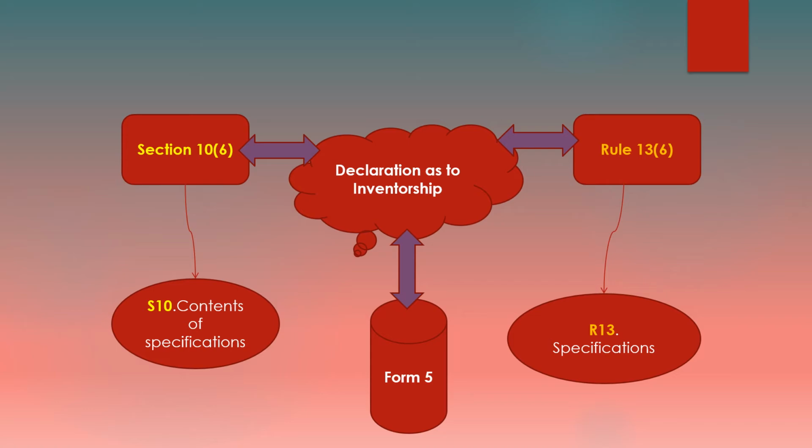This one is the old slide, just to refresh your memory. Here Form 5 is Declaration as to Inventorship, Section 10 is Contents of Specifications, and Rule 13 is Specifications. But friends, please observe here, this is Section 10 subsection 6, and here Rule 13 subrule 6. Here only we can find the difference between the slide where we established a relationship between Form 2, Section 10 and Rule 13, and this one where we are trying to establish the relationship between Form 5, Section 10 and Rule 13. So let us proceed.